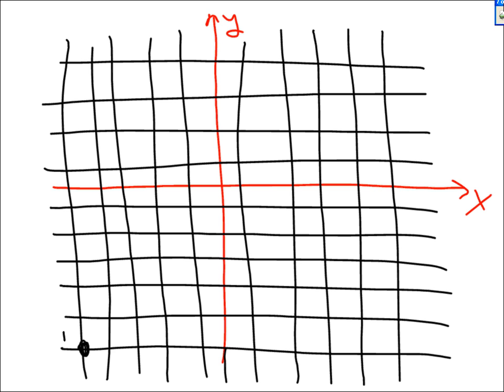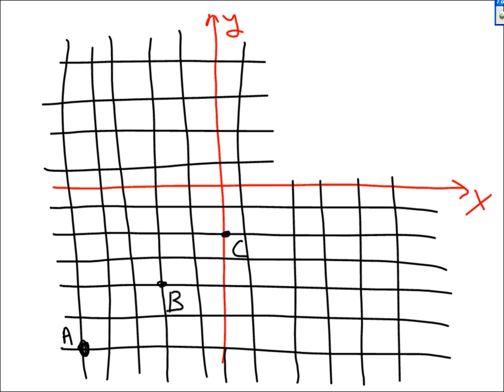Suppose this is point A, this is point B, and this is point C. Okay, I clearly didn't have to draw as much as I did. So let's just remove this one out. Let me erase it as well on my physical board.